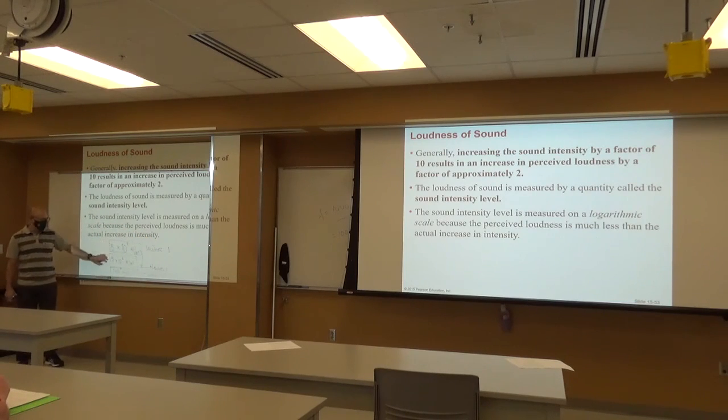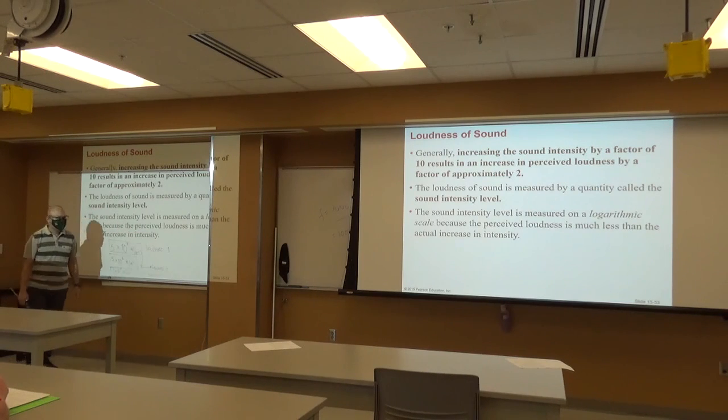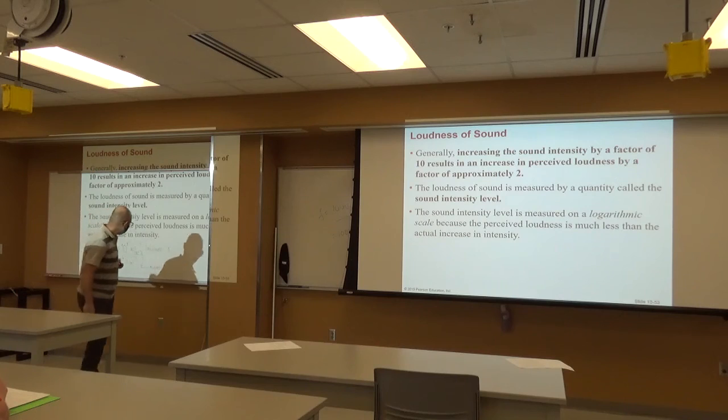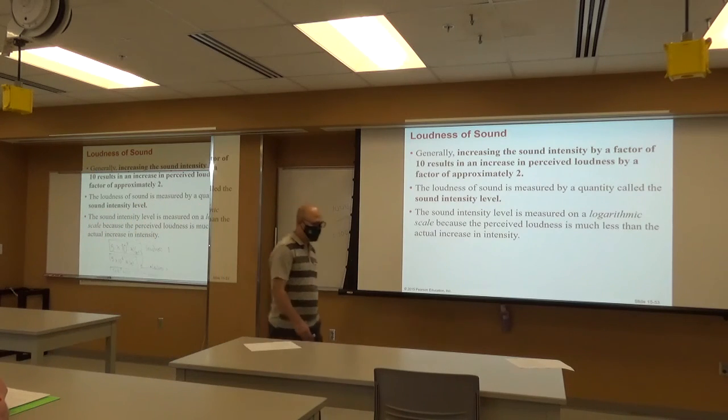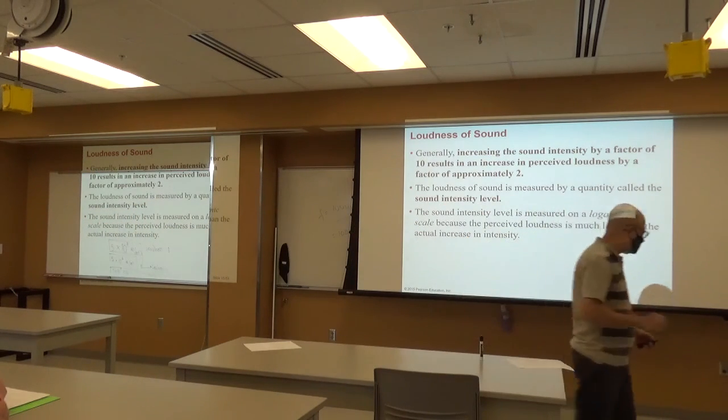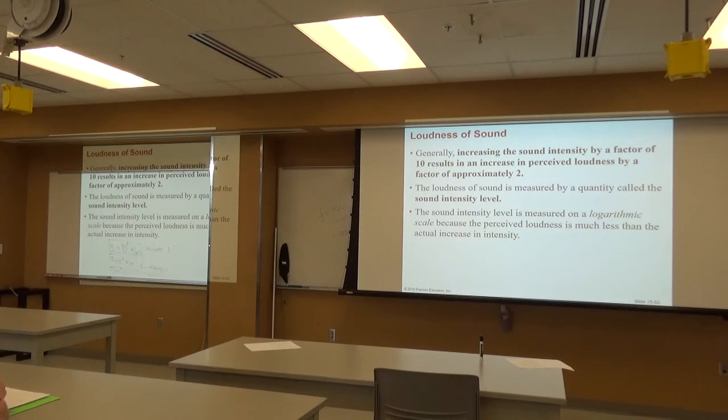When you have big numbers like this, 10 fold, 10 fold, 10 fold, instead of using these big numbers, we use something called log scale. We express the numbers in log scale. When we express the intensity in log scale, we call it decibel scale. That's why loudness is measured in the decibel scale.